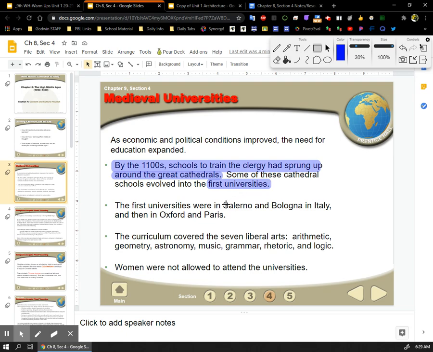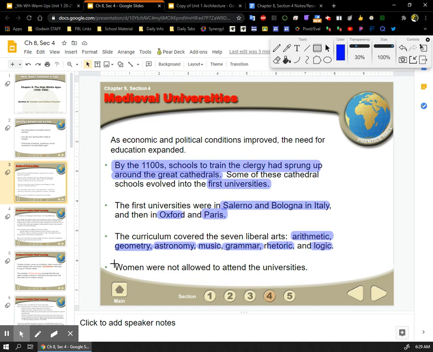The first universities in the world that we're aware of are in Salerno and Bologna in Italy, and then Oxford in England and Paris in France. Those are going to be your first major world universities. Now, folks, we have a litany of classes here at Godwin Heights that you have to take. We also have some electives. Back then, the only classes you could take were arithmetic, geometry, astronomy, music, grammar, rhetoric, and logic. And as you can tell, 2 of those are math. So you had 7 liberal arts to choose from, and 2 of them were math.